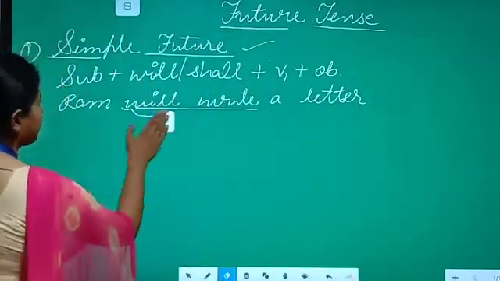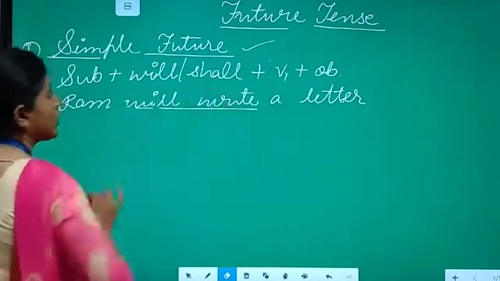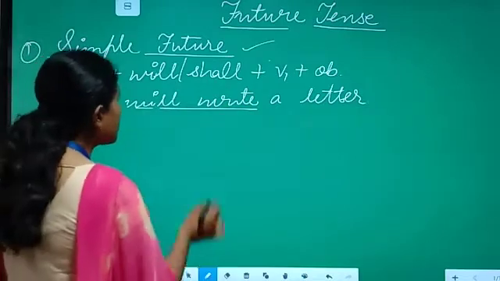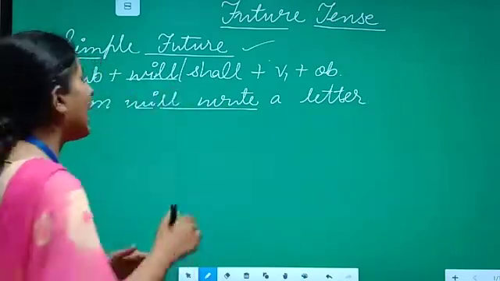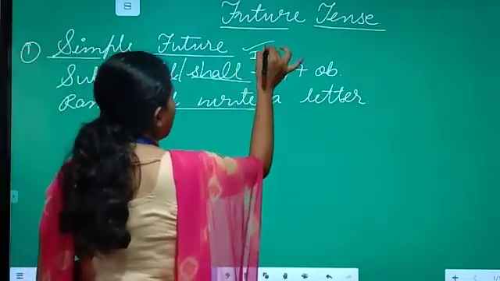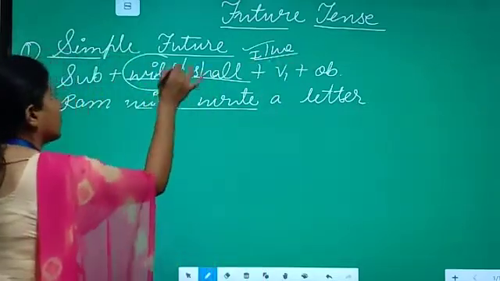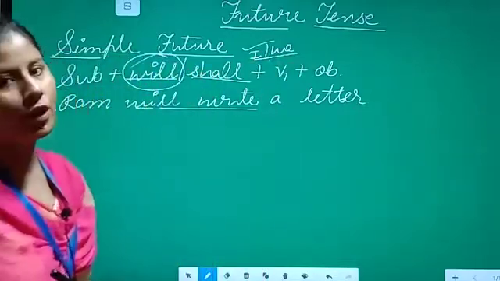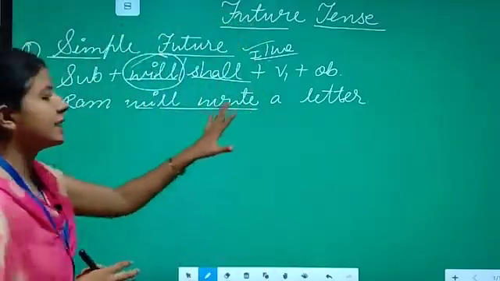Now students, where to use will or where to use shall? We use shall with the subject I and we. And for the remaining other subjects we use will. Clear? Now Ram will write a letter.